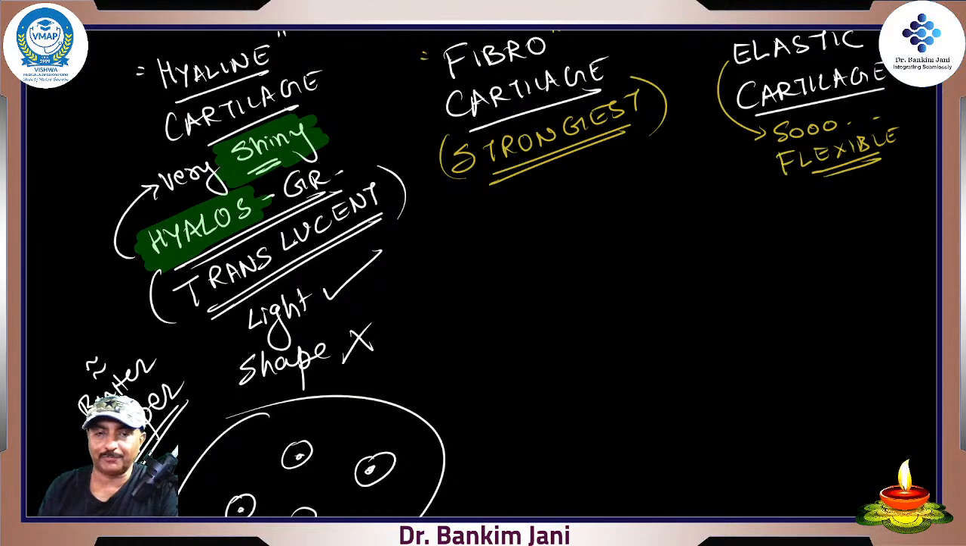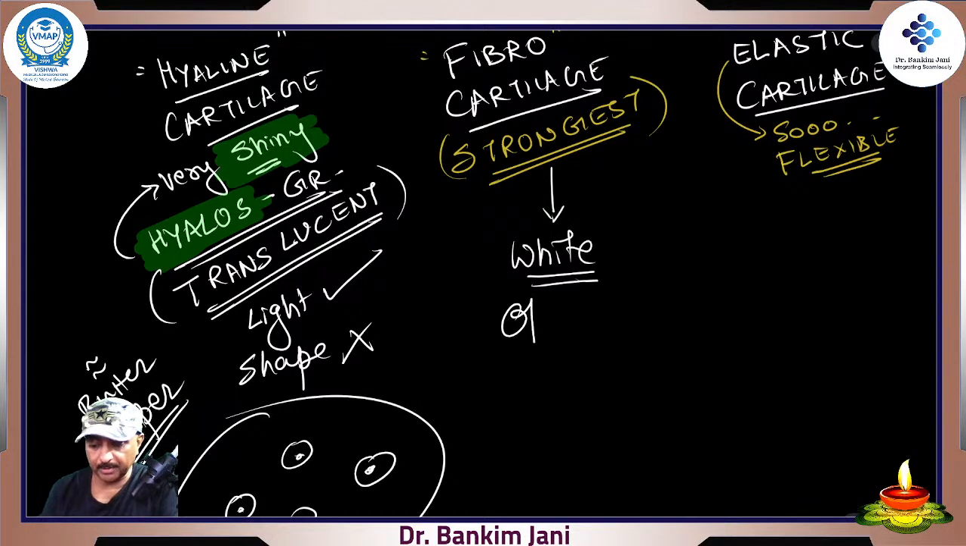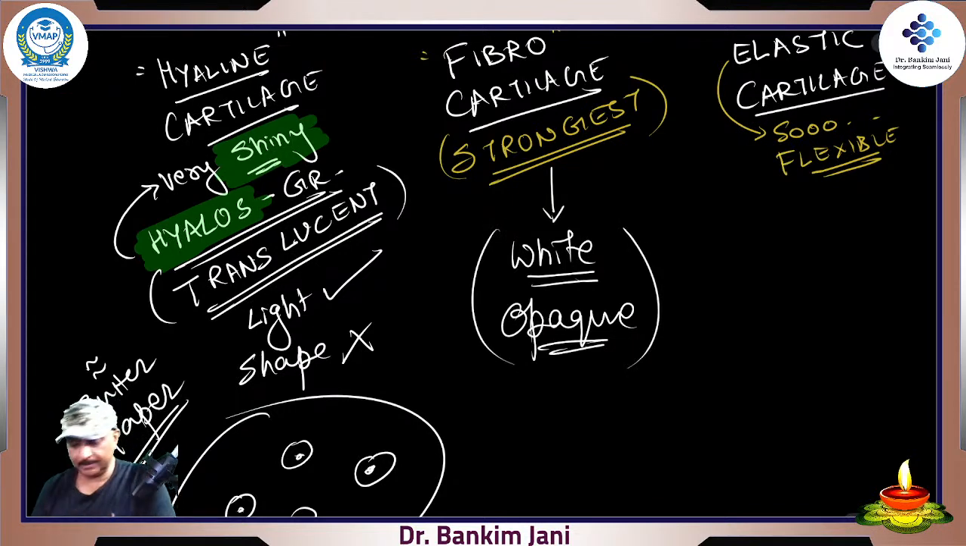What about the appearance of fibrocartilage? Fibrocartilage is white. They are opaque, so light won't be passing through them. Can we stain the fibers to view under the microscope? Good question, and we are coming to that. So this is white and opaque, and yes, we talked about it being the strongest.